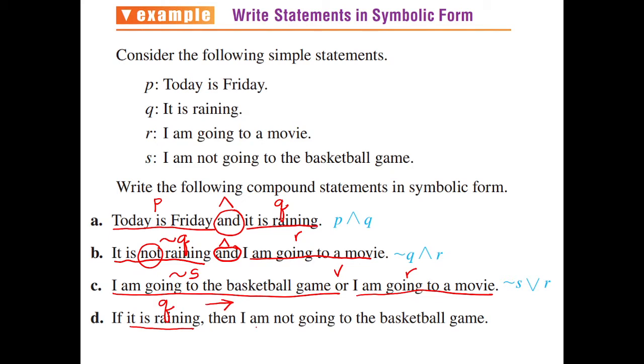I am not going to the basketball game. Unsa ning I am not going to the basketball game? What letter is this? S. Oh, therefore, mao ni siya ang symbolic form. Q implies S. Okay? Any questions about our first 4 examples? None so far, sir.